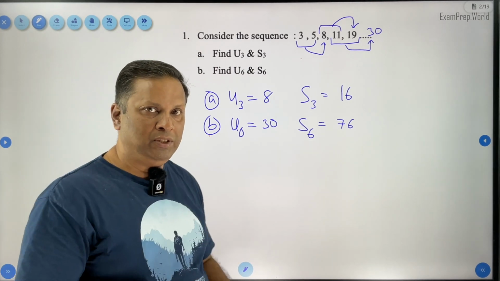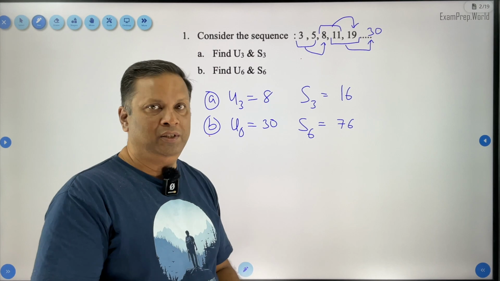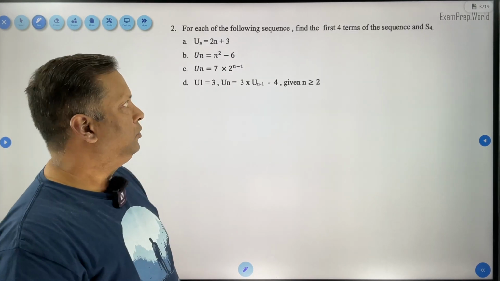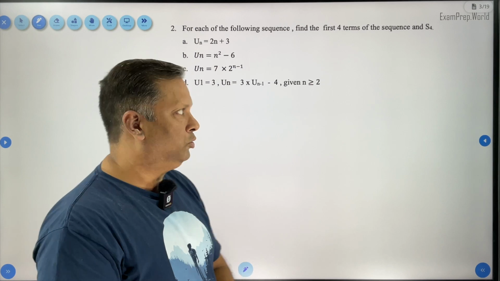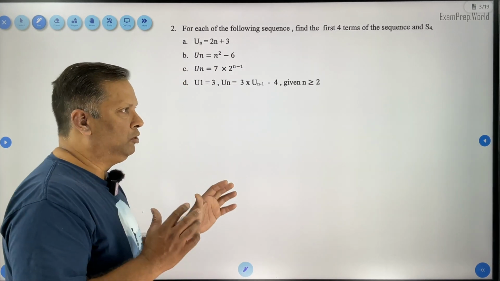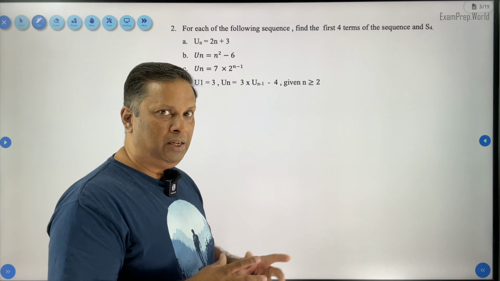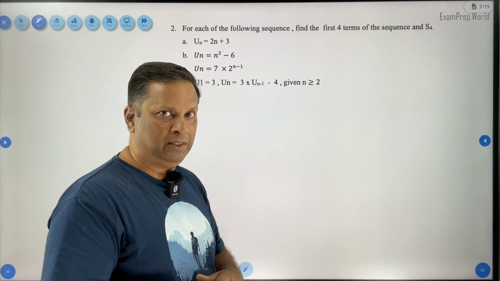If you are having some doubt, you can always pause, rewind and see. It helps you. Let us see this question. I always suggest first try to understand what the question is trying to ask you, analyze it and then try to figure out the answer.